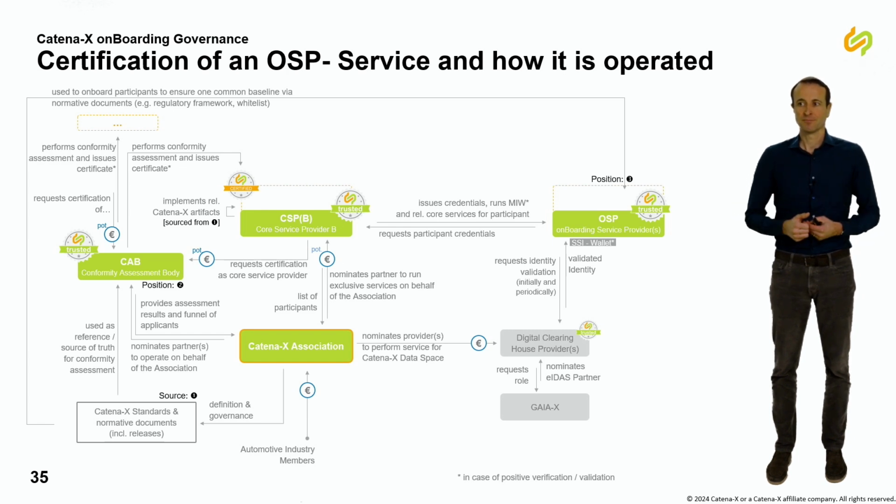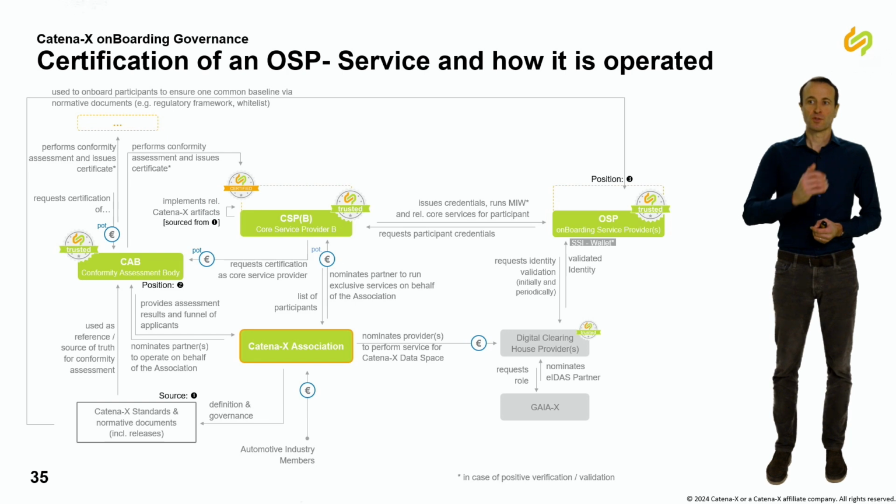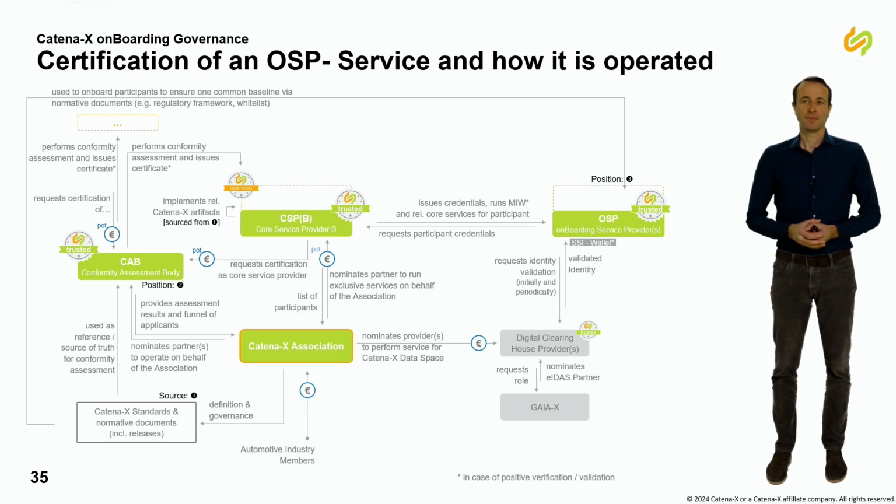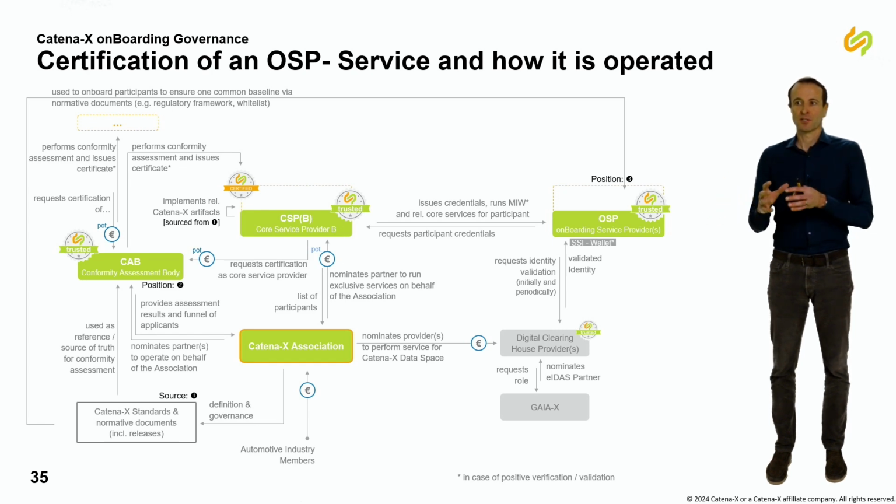The clearinghouse checks that, and if positive, gives the result back as an identity validated or as invalid. If this validation is complete and positive, the OSP goes to the CSPB and says, hey, here is a partner that is validated. It's the partner who says, I am Mr. X. And the OSP requests credentials, like the business partner number or also technical credentials, from the CSPB that works on behalf of the association. And the CSPB issues the credential for the relevant partner and puts this credential in an MIW.